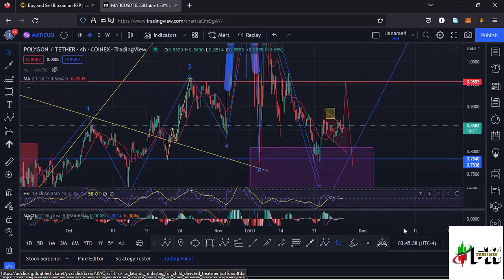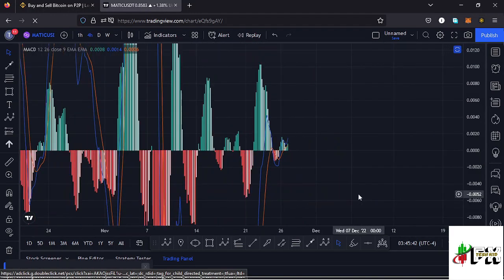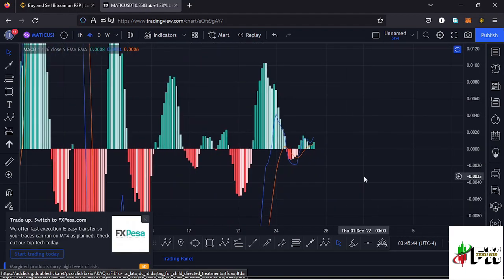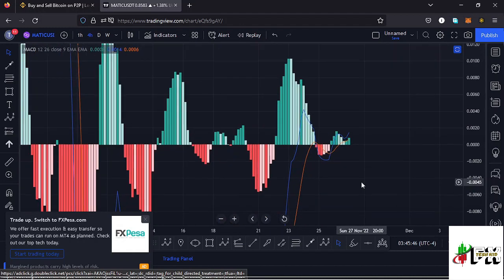Also taking a look at the MACD, here on the MACD we have printed a bullish cross, and that would mean higher prices are coming our way. So let's be patient and see how that plays out, and I'll keep you updated.